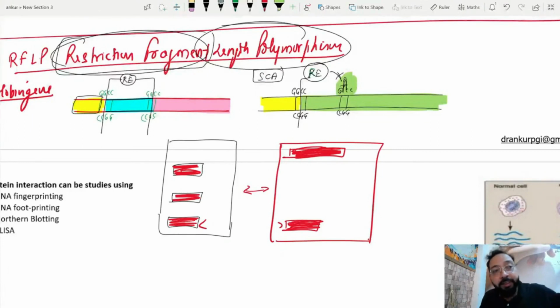A clinician suspected that this patient may have sickle cell anemia. The patient was sent to me, and I want to diagnose whether the patient has sickle cell anemia or not. I took the sample and removed the beta globin gene. I added a restriction endonuclease, which may cut at two sites or one site.